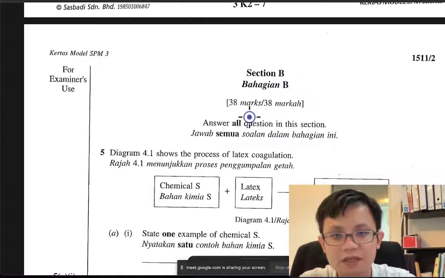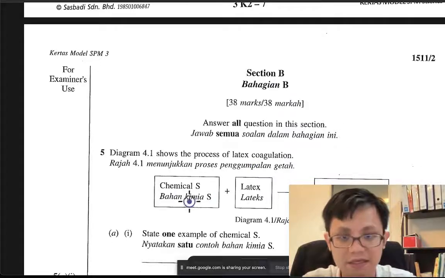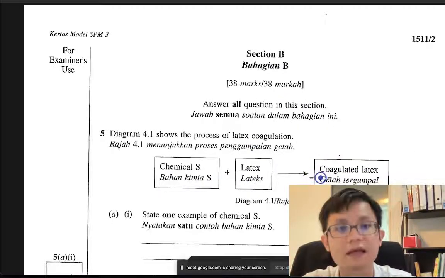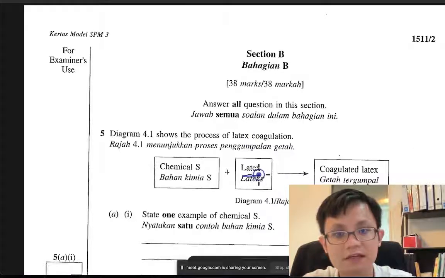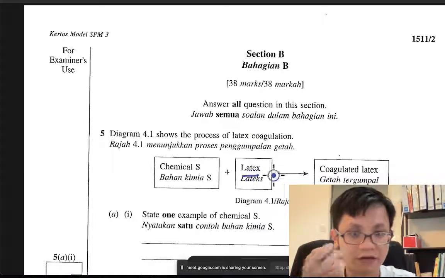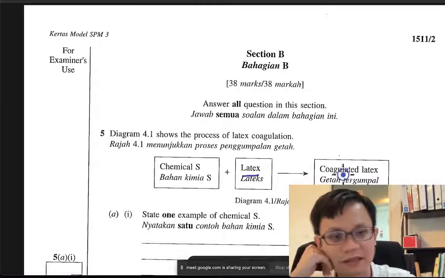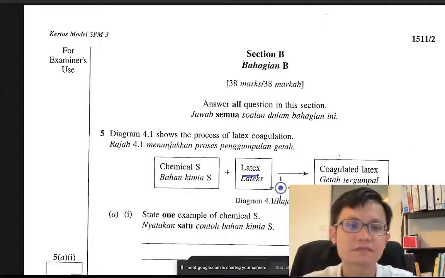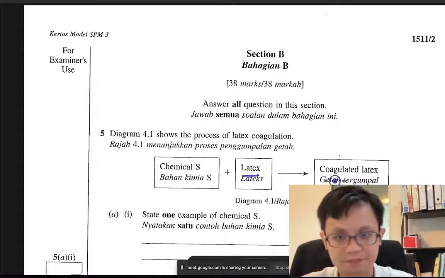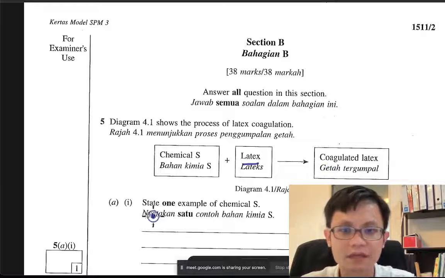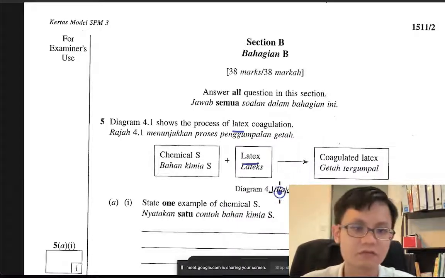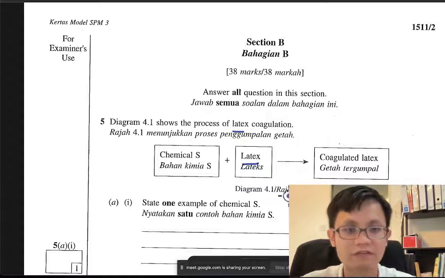Okay, next, section B. Diagram 4.1 shows the process of latex coagulation: chemical X, latex, and coagulated latex. So latex, we know it is rubber, correct? Rubber. Yes. And coagulated latex means hardened. So of course, we want to harden it because we want to take it for traveling.